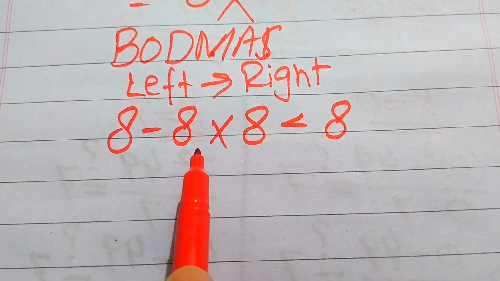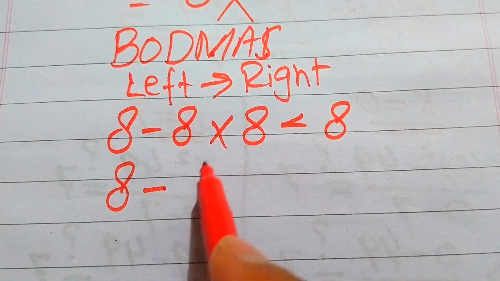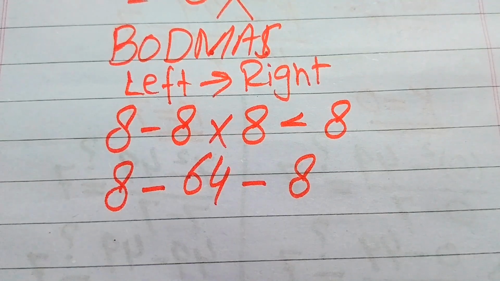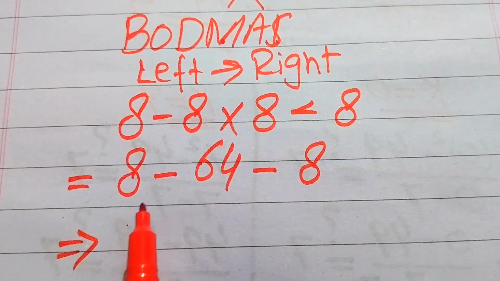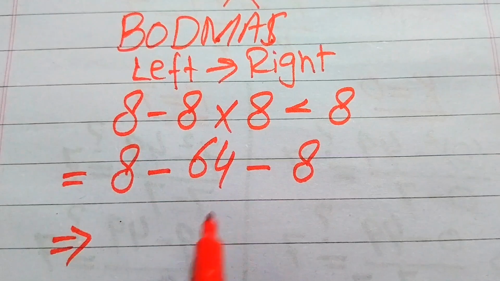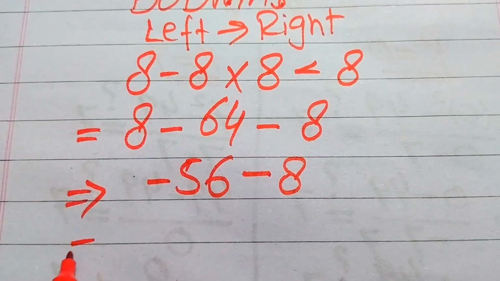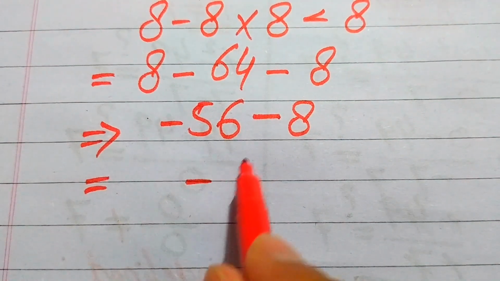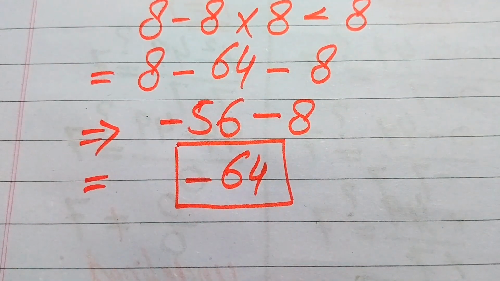So first we give priority to the multiplication sign, and we have 8 times 8 is 64, minus 8. Now we subtract these two values. So we have 8 minus 64, which becomes minus 56, minus 8, and finally we get minus 56 minus 8 becomes minus 64. So this is our final simplified form of the given question, and this is the final answer.